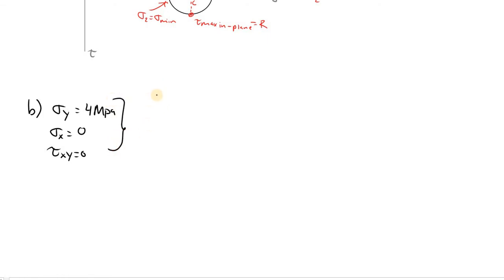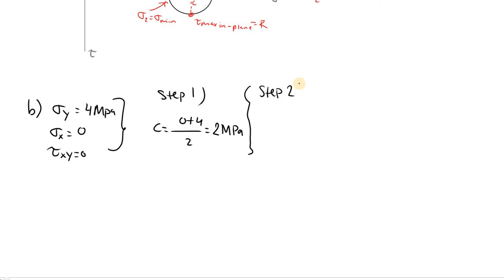Since we know this, we're again going to, step 1, find our center point. Simply the average, which in this case is 0 plus 4 divided by 2, 2 megapascals. Step 2, our reference point A, just located at 0 and then again 0, because we don't have a normal stress in x and no shear stress.